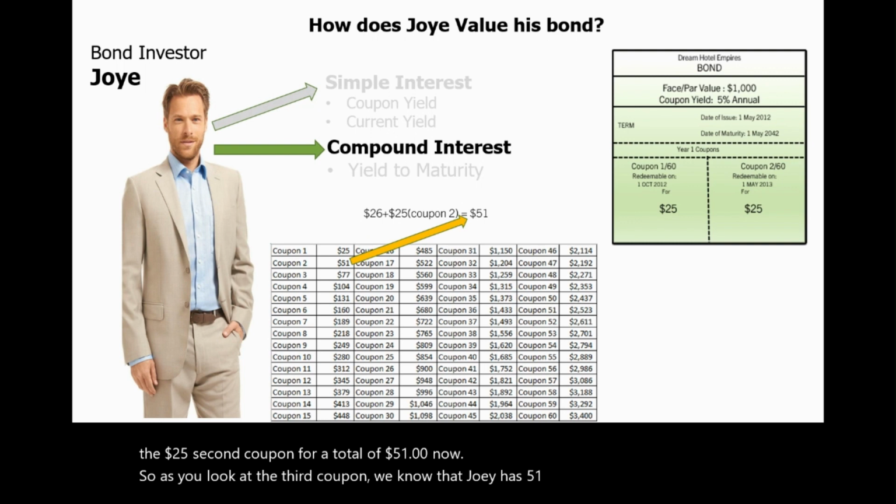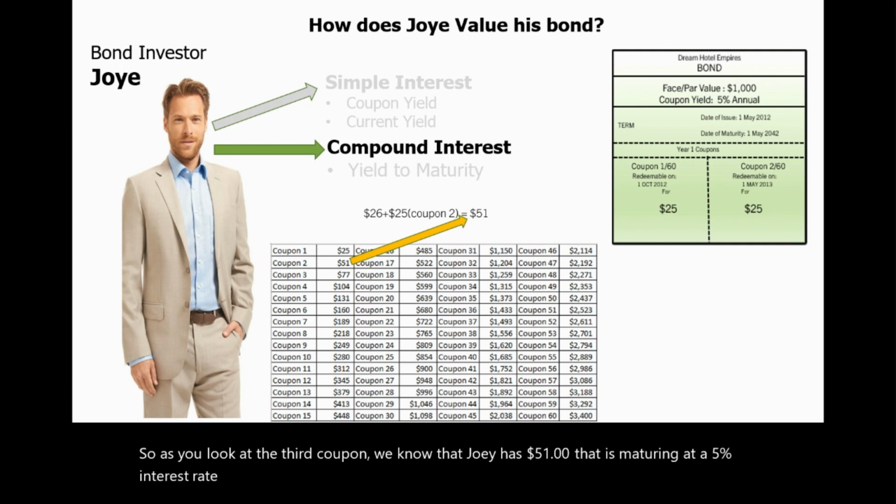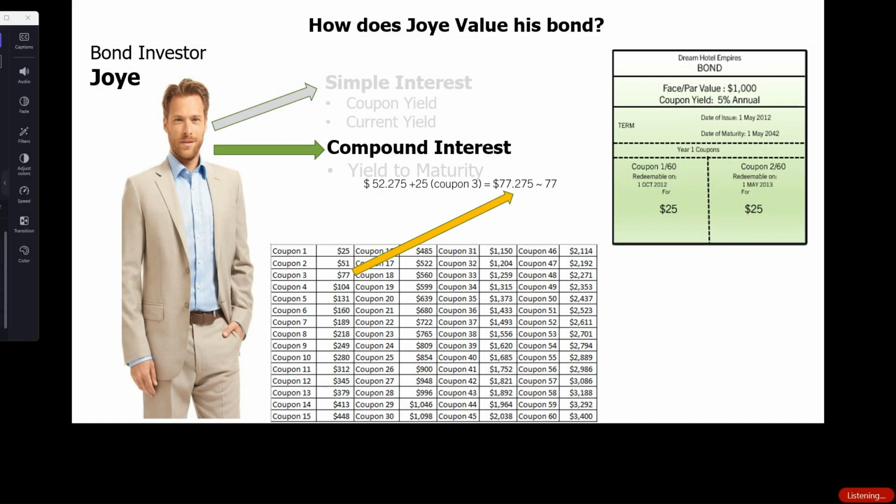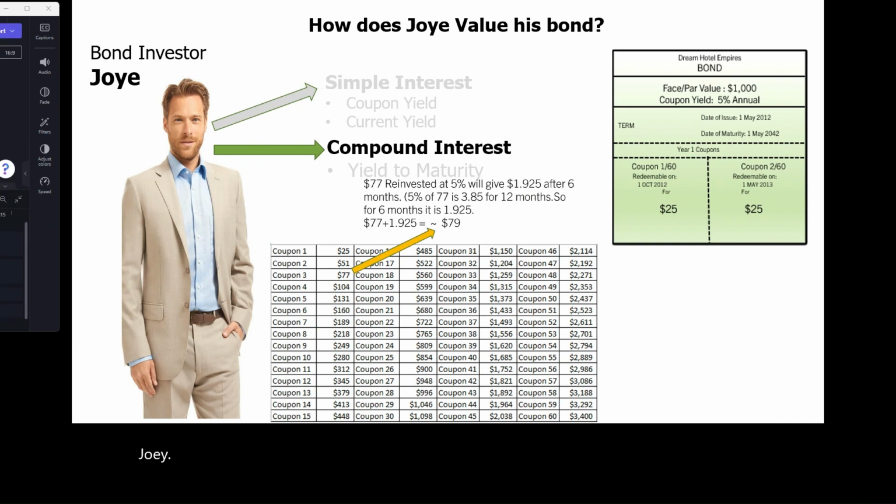So as we look at the third coupon, we know that Joey has $51 that is maturing at a 5% interest rate as he is waiting for the third coupon, which is going to be another $25 payment. So for each one of these coupons, we're assuming that the previous total is compounding at 5%.